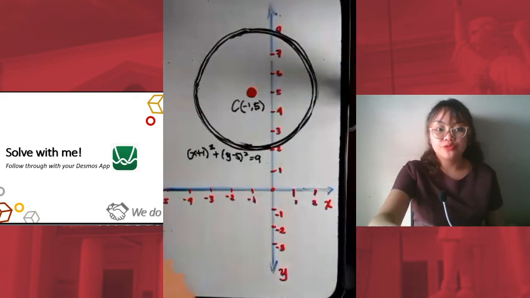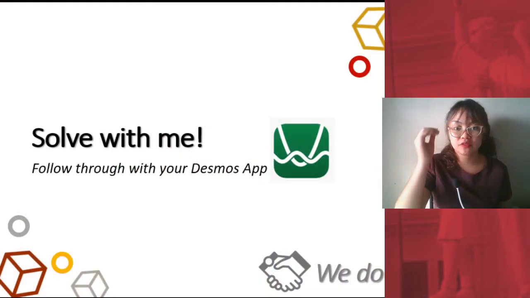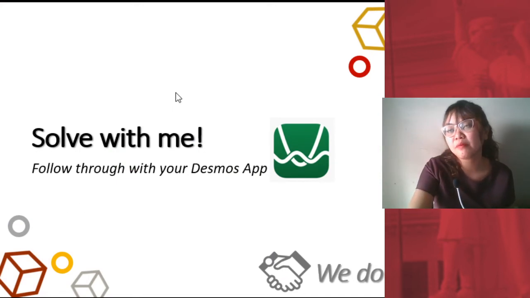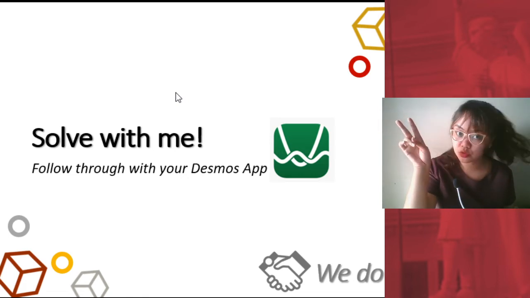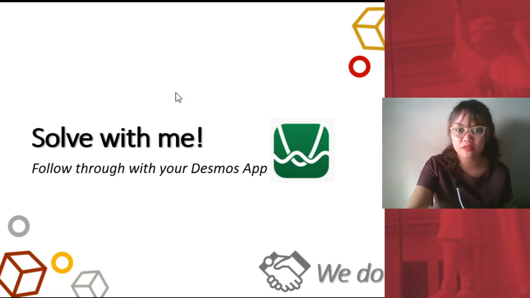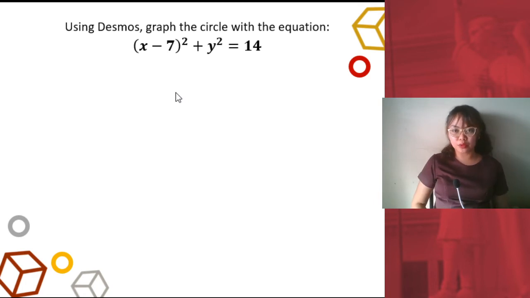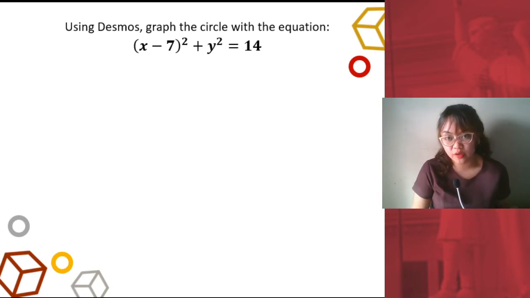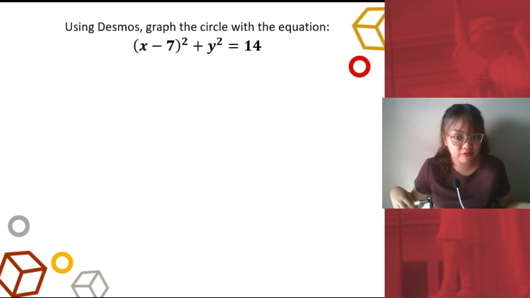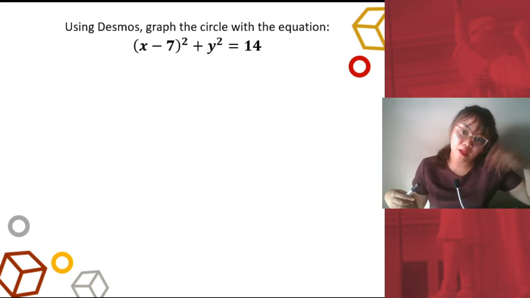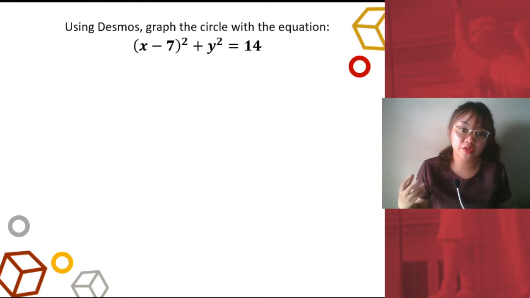Let's move on to the next example. For the next example, I want you to solve with me. Follow through with your Desmos app. Please open your Desmos app in 5, 4, 3, 2, 1. And let's do this. Using the Desmos app, I want you to graph the circle with the equation (x - 7) squared plus y squared equals 14.